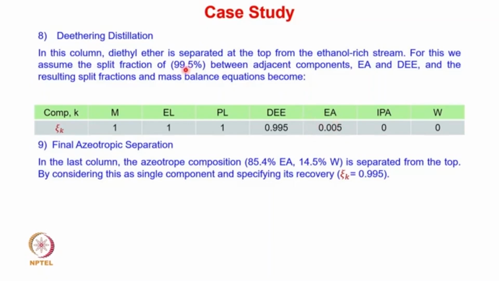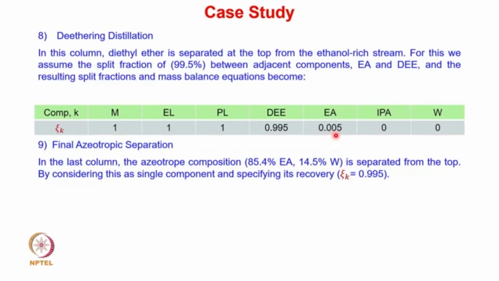Using this again we can calculate the relative volatility, and we can calculate what will be the values for other components. And you can see that all other components like methane, ethylene, propylene, they are lighter compared to diethyl ether. They will have a split fraction of 1, whereas diethyl ether split fraction is 99.5. Ethyl alcohol is a split fraction of 0.005.